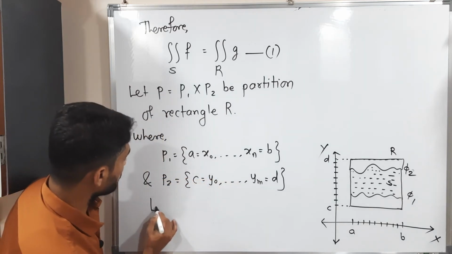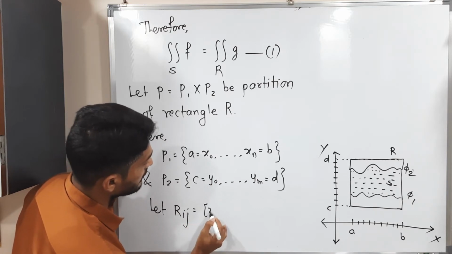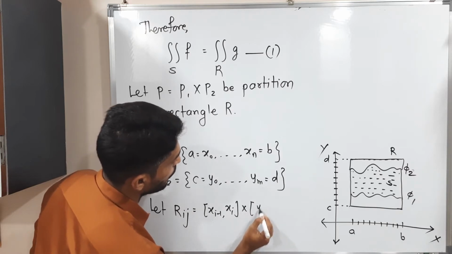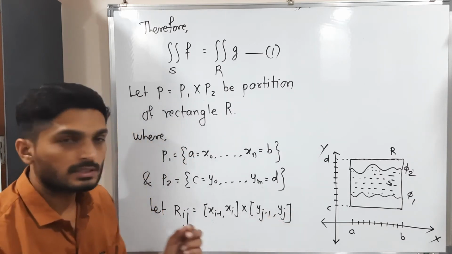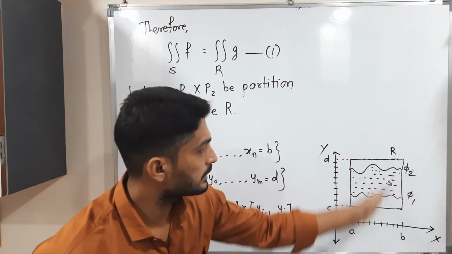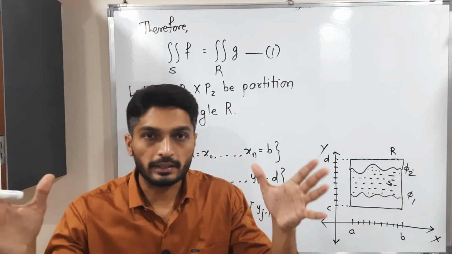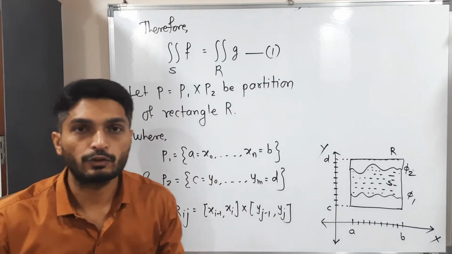So let Rij be equal to [xi minus 1, xi] cross [yj minus 1, yj]. Okay, so this is a very small sub-rectangle. You are getting, because of this vertical partition and horizontal partition, the complete rectangle R is divided into m times n sub-rectangles. So this is the representative of it.